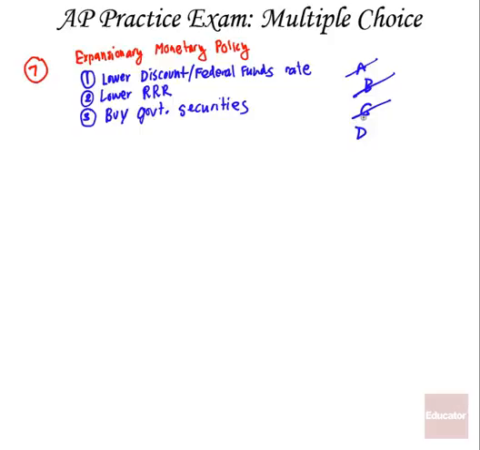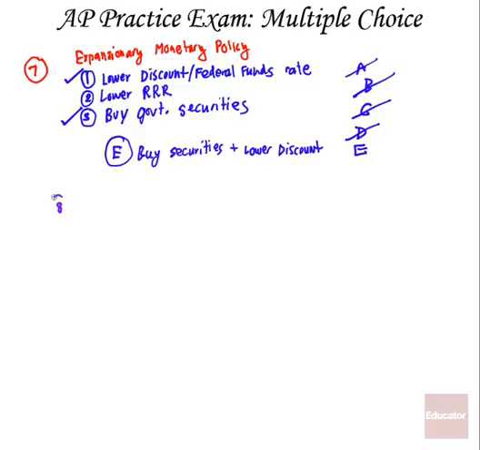D is buy government securities. Excellent. But raise the discount rate? No. E, buy government securities and lower the discount rate. Correct. So the answer is going to be E, which is buy securities plus lower discount rate. So this is straight monetary policy. Very straightforward question here.